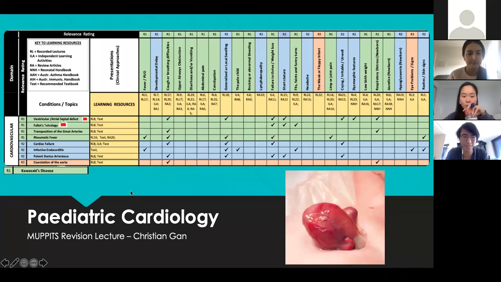I'm going to cover everything on pediatric cardiology. So it's pretty buzzwordy on exams, but this should pretty much cover everything you need for the matrix and from the past papers that we've got.